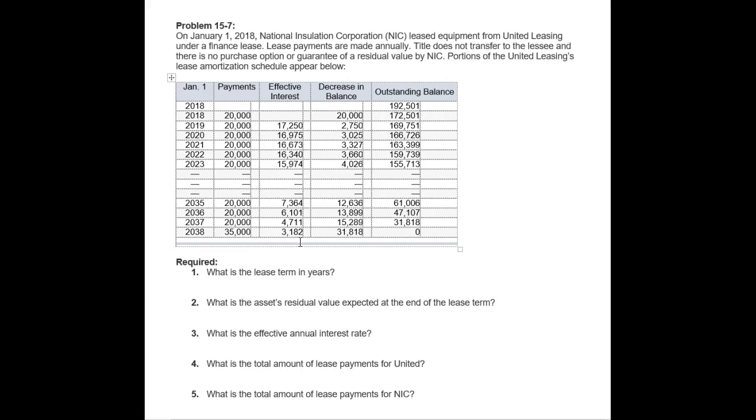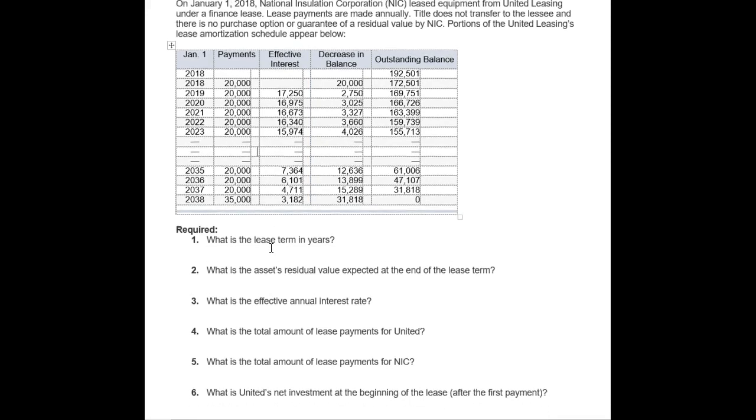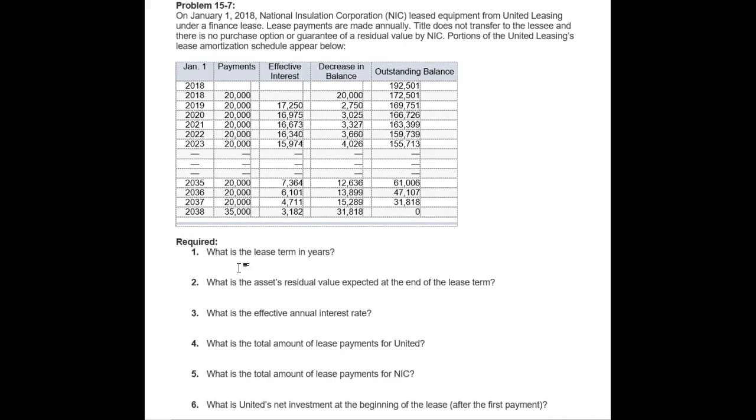So let's answer some questions now that we have a feel for this. We know the terms here. We know that it's $20,000 per period. They're annual lease payments due on January 1st of each year. And then we also see that this has a residual value. Even though it's not guaranteed by the lessee, there's still a residual value on the lease for $35,000. So first question, what is the lease term?